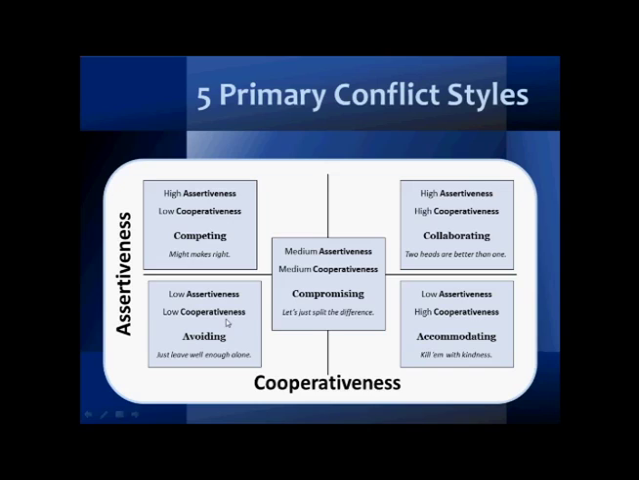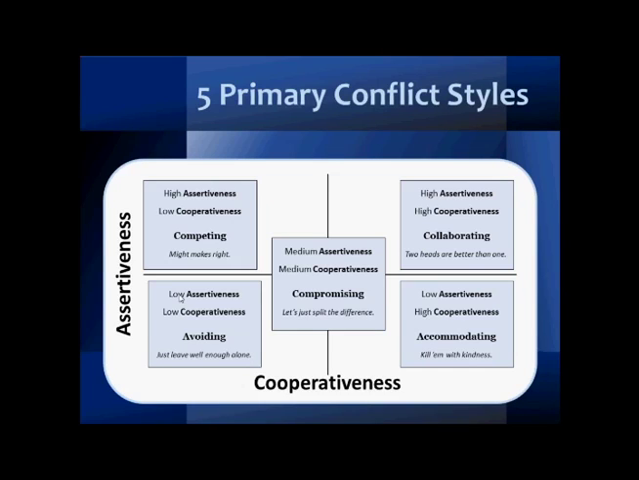You're pretty much just stepping back. That's why this is called avoiding. And this is, as all of these are, a legitimate style of conflict. This is something that in the right time and in the right way has a place within negotiation. So we'll talk about that.